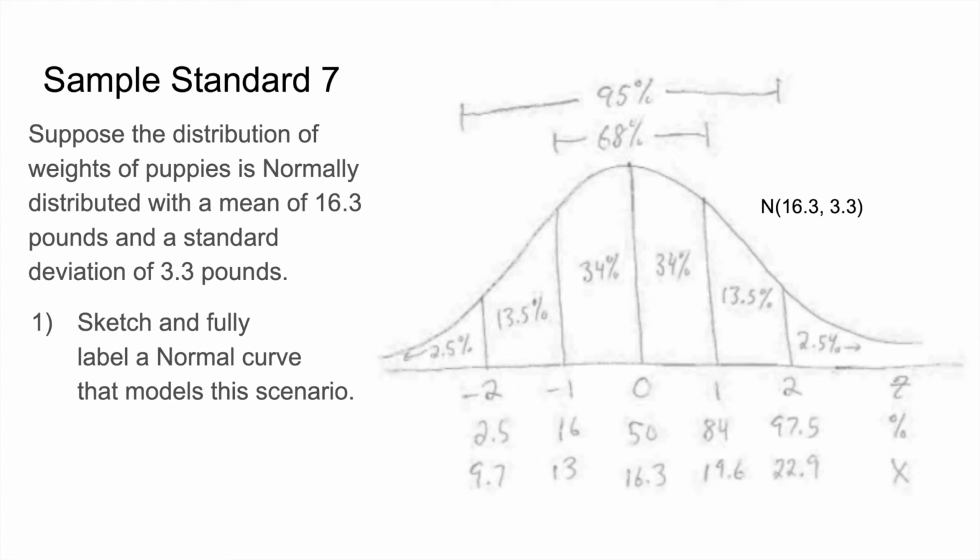And finally, the one thing that you do need to include that I almost forgot was the title for the graph. The title is a capital N, open parentheses, 16.3, comma 3.3. That is just a nice title that tells you everything you need to know about the normal curve in the context of the problem. It is normally distributed with a mean of 16.3 and a standard deviation of 3.3. And that is my fully labeled normal curve. Make sure you practice these.